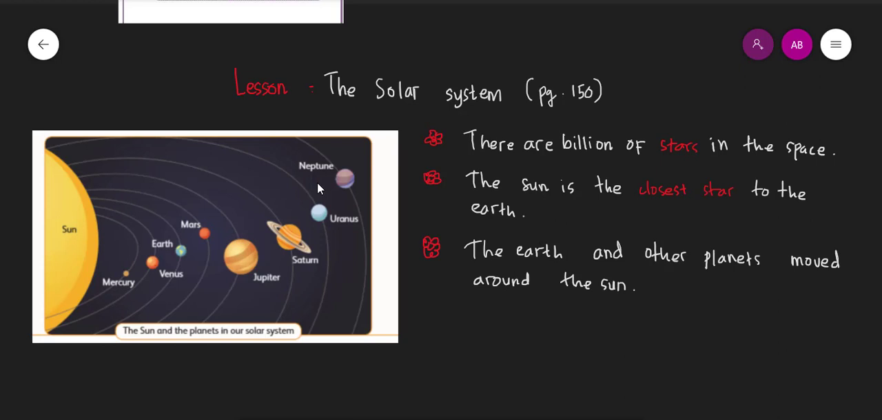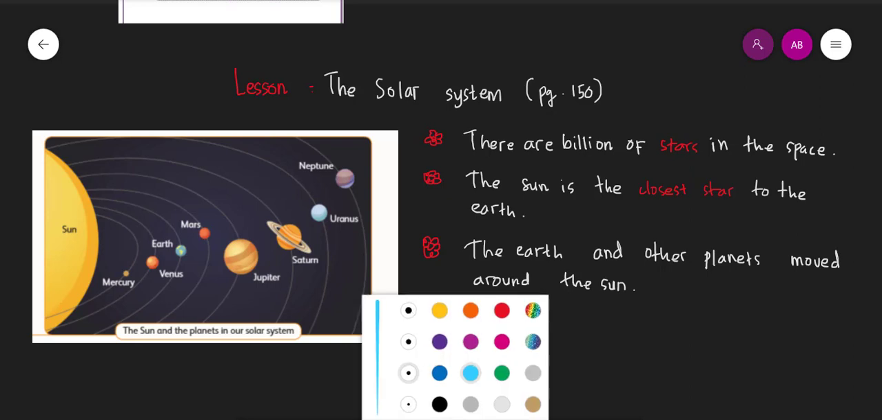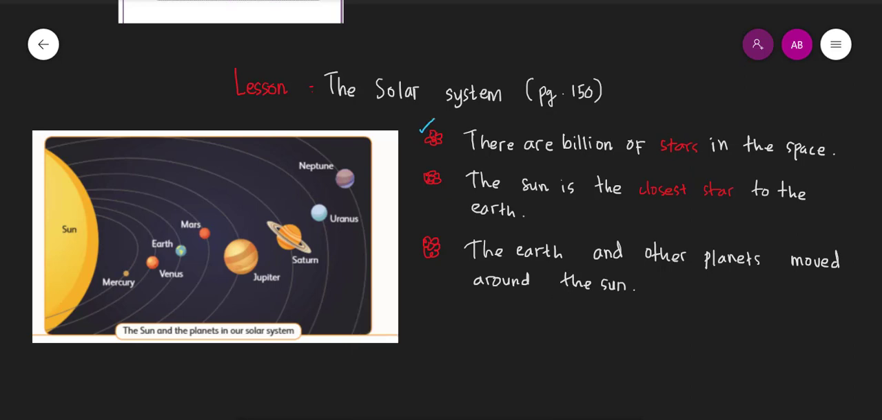Okay kids, in the first lesson we will talk about and discuss the solar system. You can open your student book page 150. Before, this page was skipped in the Zoom meeting, but right now I will explain it to you. Okay, let's see the things that we need to know. The first thing is there are billions of stars in space. It's unlimited and you cannot count them all because space itself is unlimited, everyone.